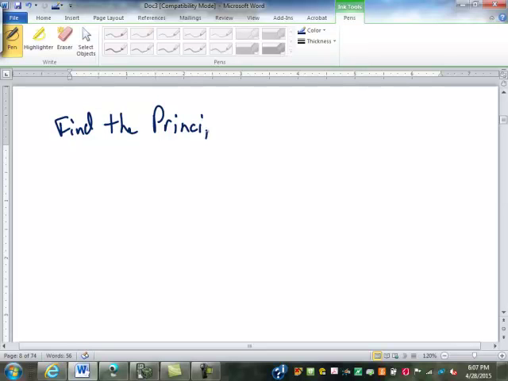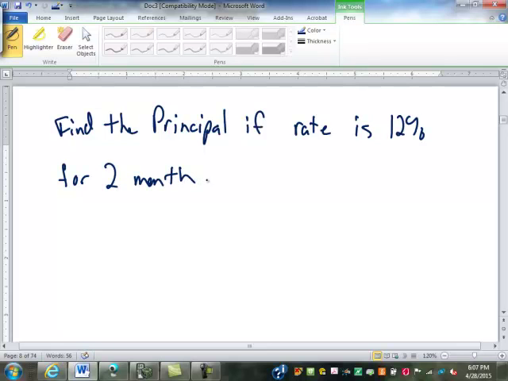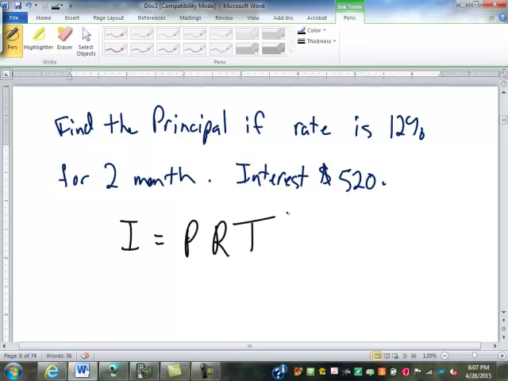Find the principal. If the rate is 12% for 2 months and the interest is $520. Simple interest, I equals PRT. What goes where? 520 for the interest.